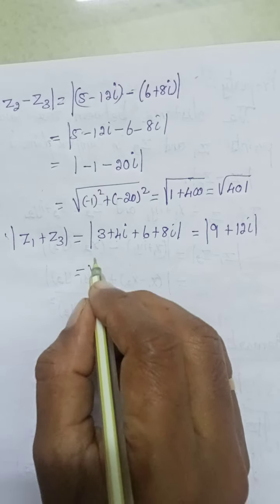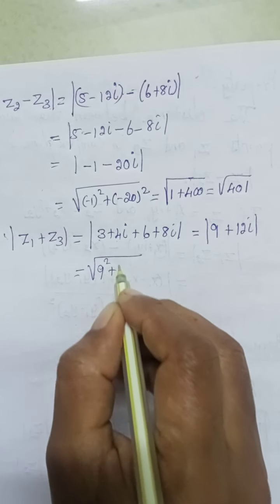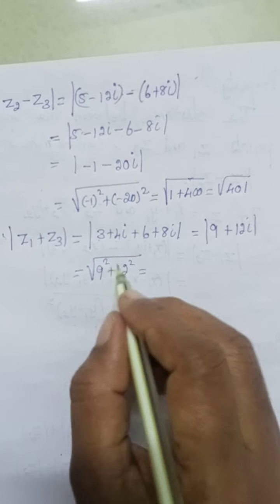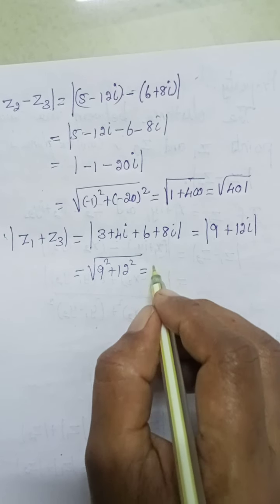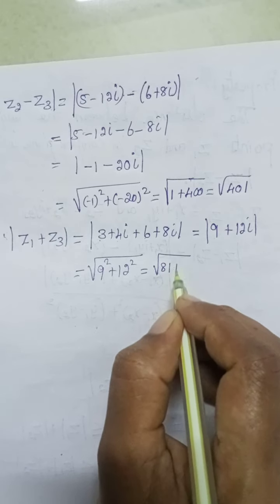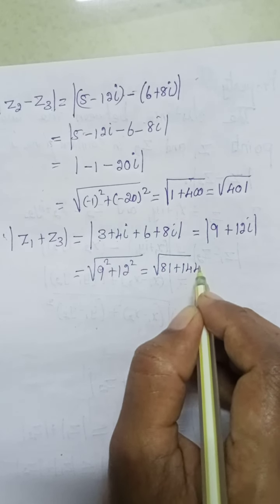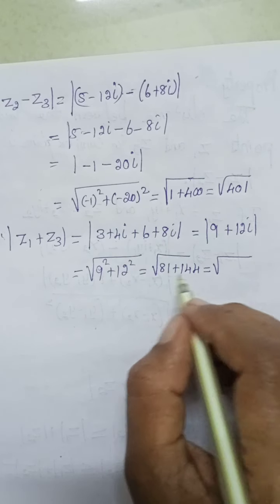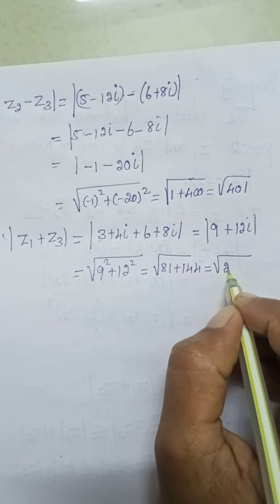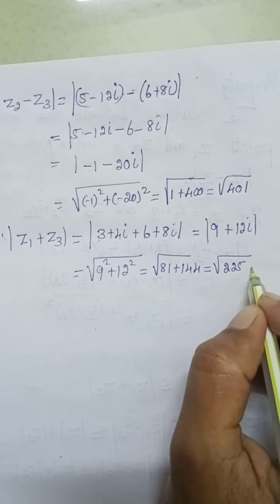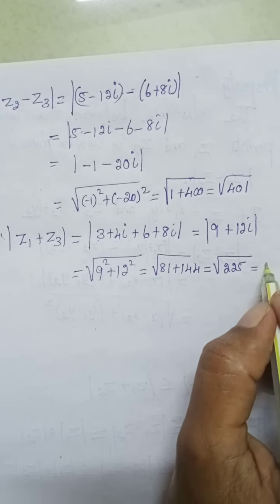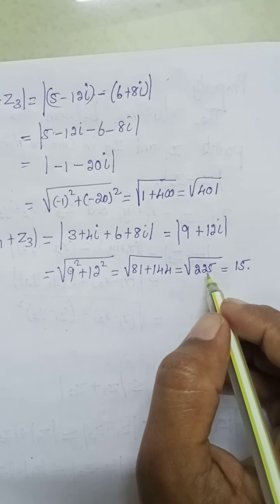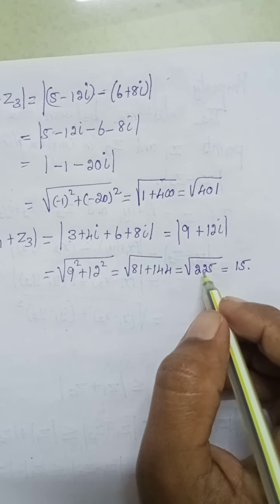Now this is root of 9 square plus 12 square, isn't it? Modulus of 9 plus 12i is root of 9 square plus 12 square. Root of 9 square 81 plus 12 square 144. 81 plus 144 is 225, and this is a square number. 15 into 15 is 225. So our answer is 15. Do you understand this?